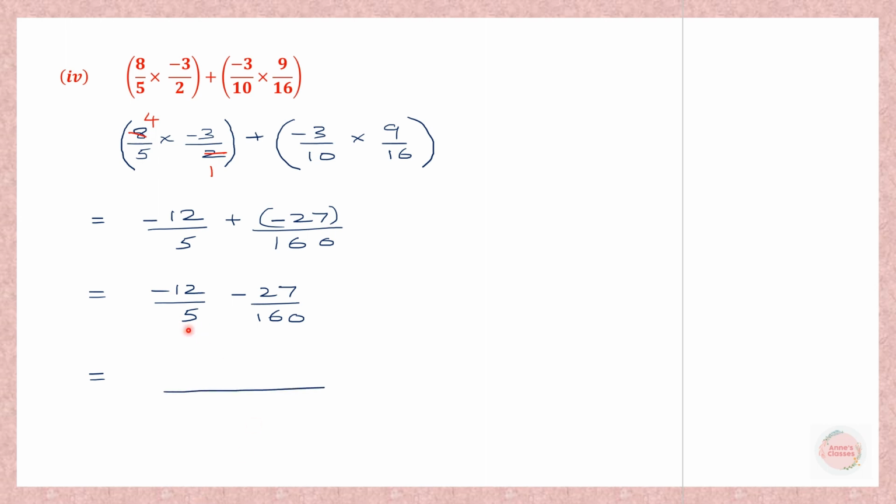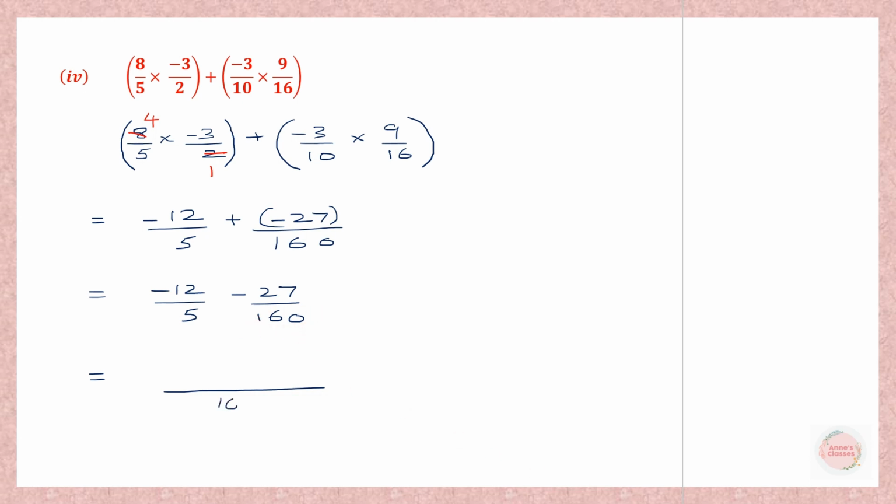Now here, look at the two denominators. One is 5 and the other is 160. Look at the bigger number. Now, is this number divisible by 5? It is divisible, isn't it? Because it's ending in 0. So we can write this number as the LCM. So you don't have to waste time trying to find the LCM of both. We can write this number itself as the LCM.